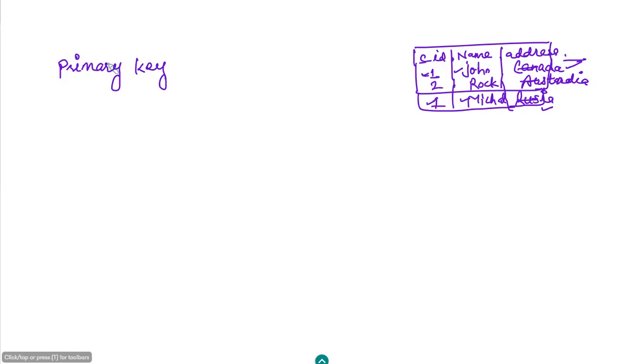Okay, so primary key is used to uniquely identify the record in the table, right? If I try to insert a record on the same ID, that will generate an error. Your ID already exists, so you cannot insert your record on the same ID. Please change your ID.